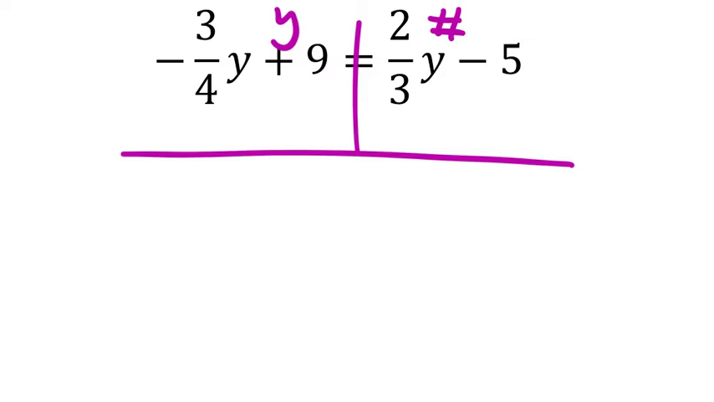So I'd say, look, here's my term, negative 3/4 y. It's on the correct side with the y's, right? But I got plus 9. It doesn't have a y. It's not a y term, so it has to zero out. So how do I zero out a plus 9? Subtract 9. But if you do it to one side, you should do it to the other side.